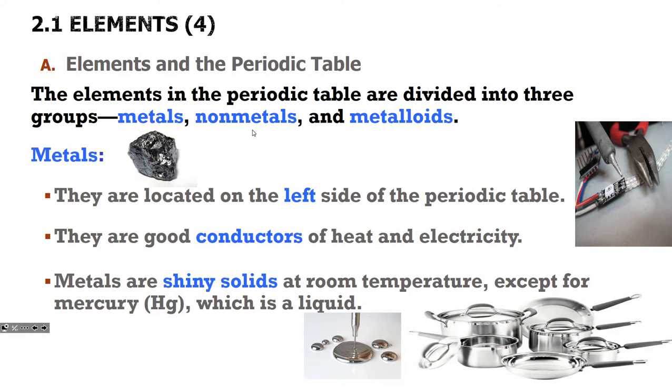They are good conductors of heat and electricity. They are usually shiny, and at room temperature, except for mercury, they're a solid. Mercury at room temperature is a liquid, also known as quicksilver. So here's something called Quicksilver, and there's a brand made out of it. That's where it got its name.